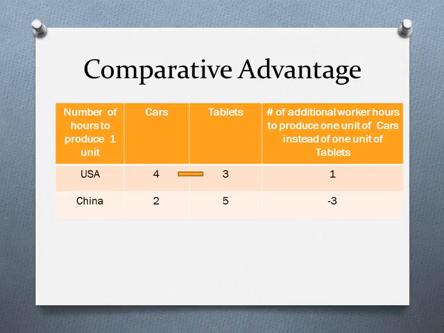So what we want to look at with comparative advantage is the subtraction of additional worker hours to produce 1 unit of cars instead of 1 unit of tablets. So we're going to subtract these, and we're going to find that 4 minus 3 gives us 1 additional hour. And with China, 2 minus 5 gives us negative 3 additional hours. Negative being a good thing in this scenario because we're looking for the lowest number of additional hours. So China, therefore, has the comparative advantage.